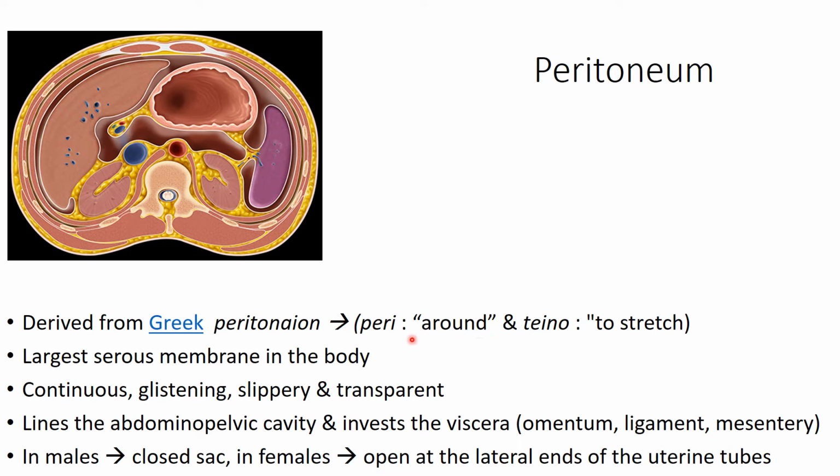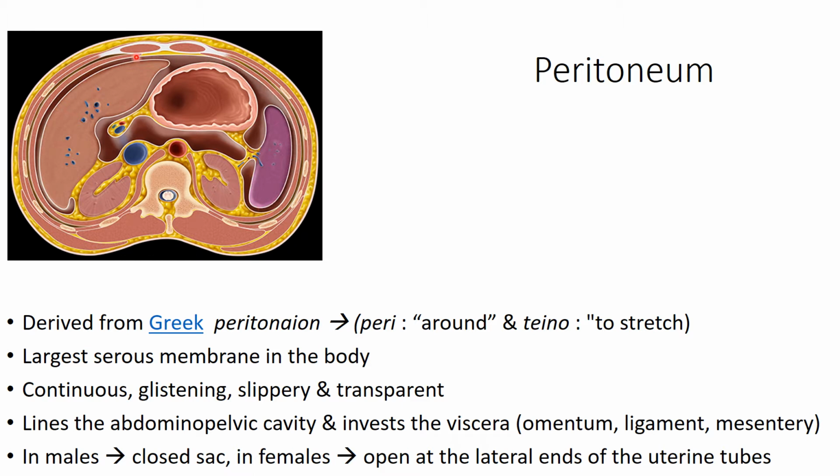Now peritoneum, this word originates from the Greek word peritoneon, and it consists of two words, peri that means around and teneo that means to stretch. So this stretching membrane wraps around the gut from the periphery, the abdominopelvic portion, to the gut.